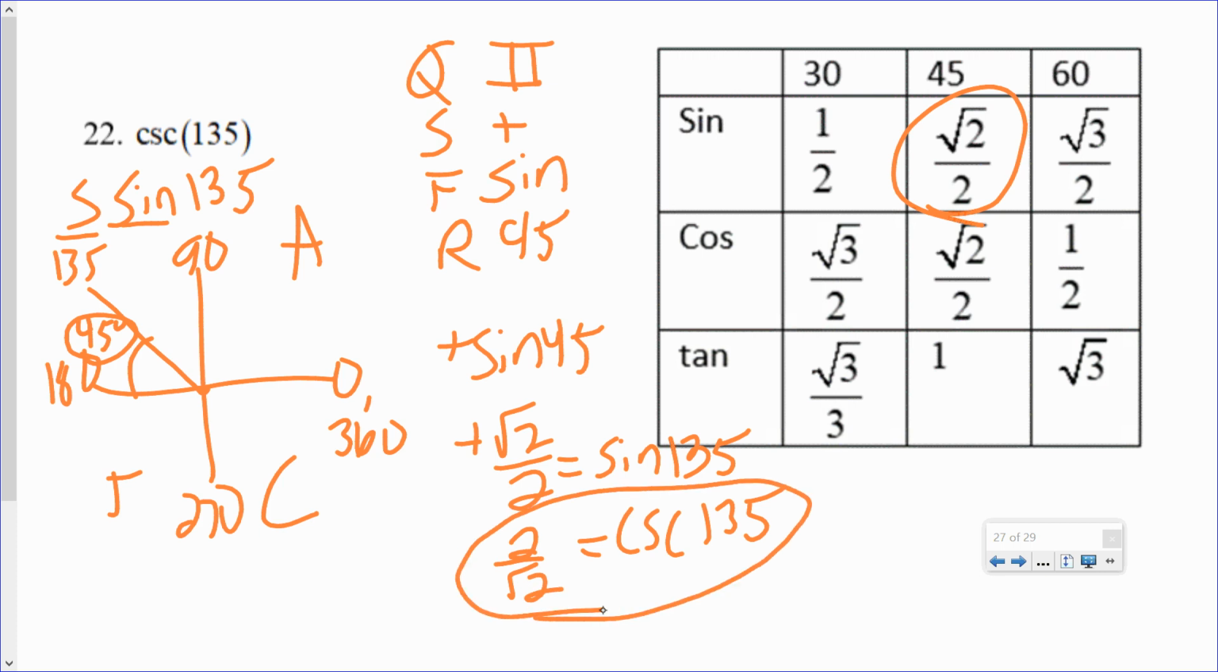So again, if it's asking for the reciprocal, then you find the sine, cosine, or tangent first, and then once you get that answer, you just flip it. So this one is your answer.